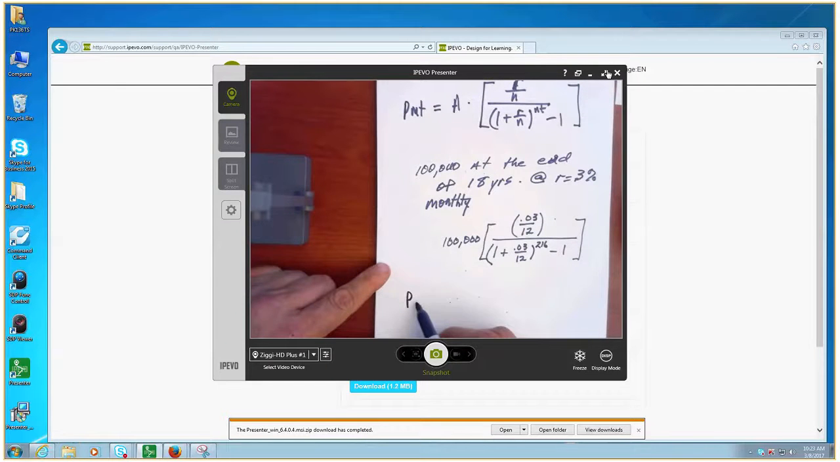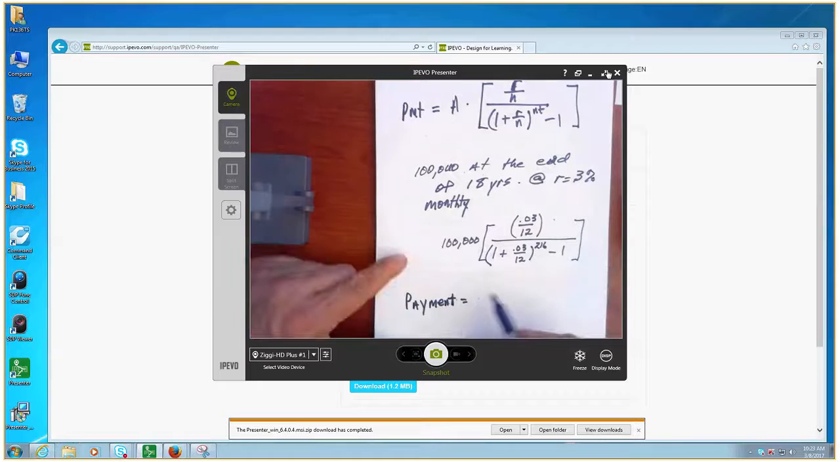So your payment, do not look, Hubert, do not look at that. Payment is equal to, it's amazing. I'm writing fine. As soon as I start looking at it, it starts going all crazy. Payment is equal to $350.